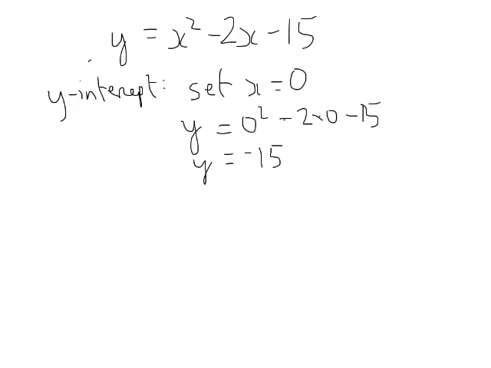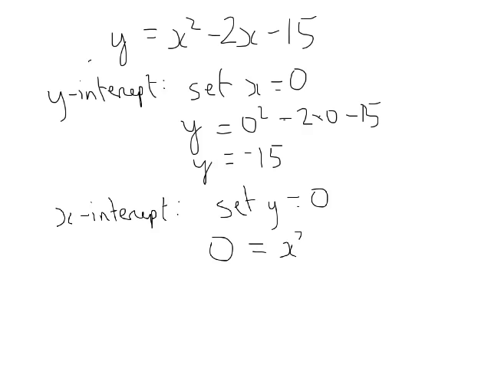An easy way to think about the y-intercept is you look at any term involving x and you know it's going to be 0. So this is going to be 0, this is going to be 0, so the only thing left over is this term over here, which is the term for the y-intercept. Let's have a look at the x-intercept. This is slightly harder. The x-intercepts occur when we set y equals 0, so we end up with 0 equals x squared take 2x take 15.